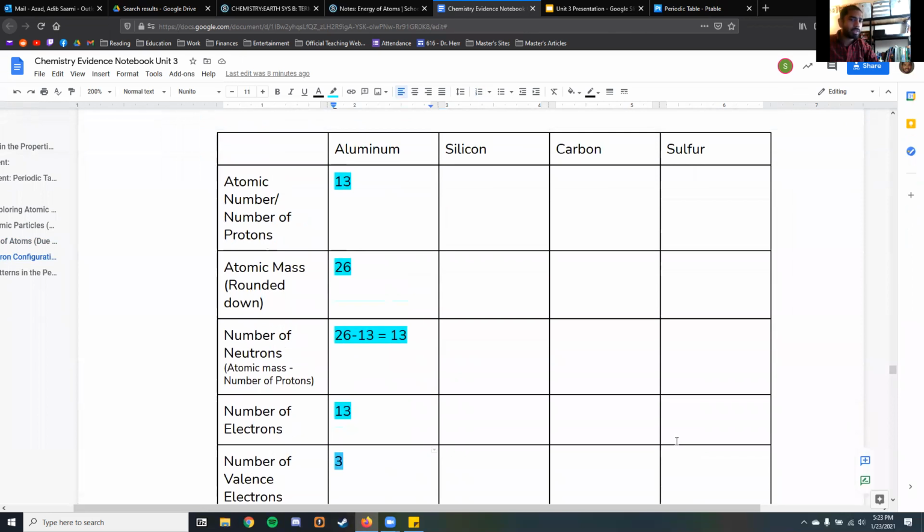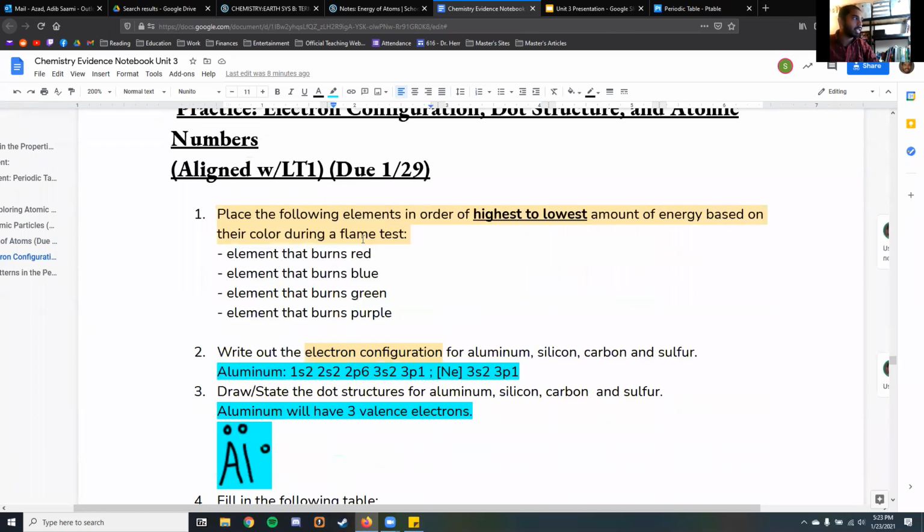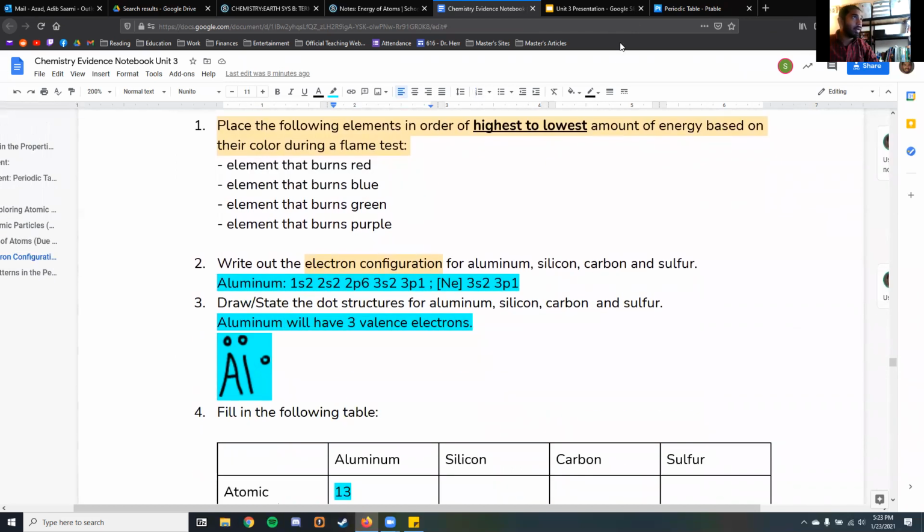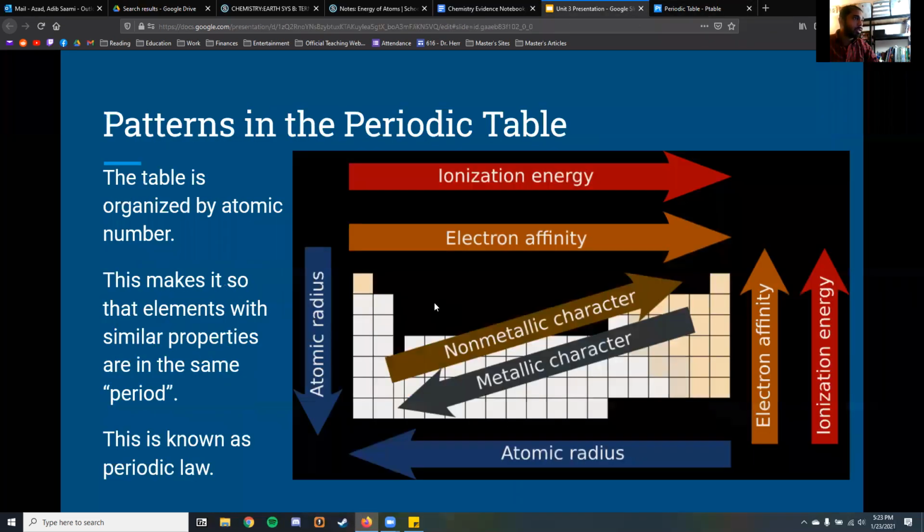Straightforward enough, just some practice. It is what it says on the label. Practice. All right, now this brings us to patterns in the periodic table.